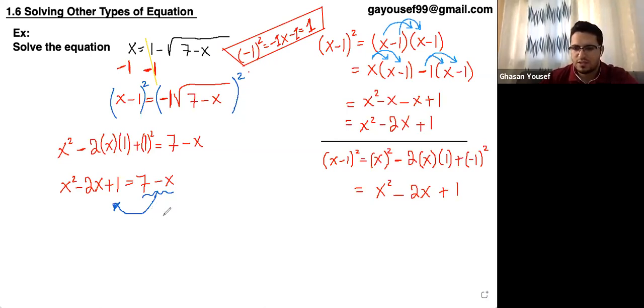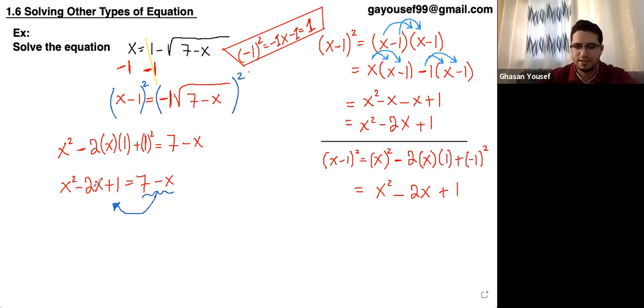Eric asked a question: is this another equation? No, it's not another equation. This is the explanation for what I did here for (x minus 1) everything squared. I just explained how I get (x minus 1) squared as x squared minus 2x times 1 plus 1 squared.